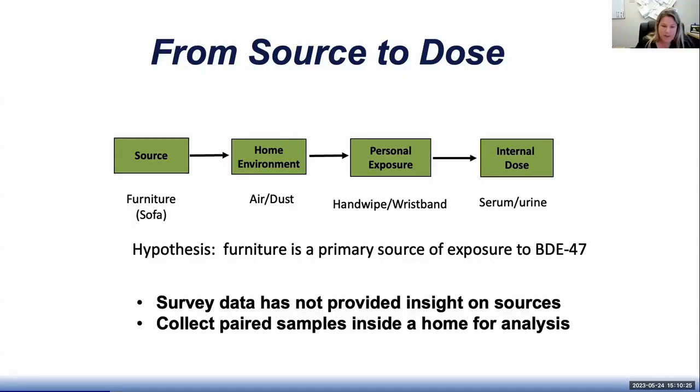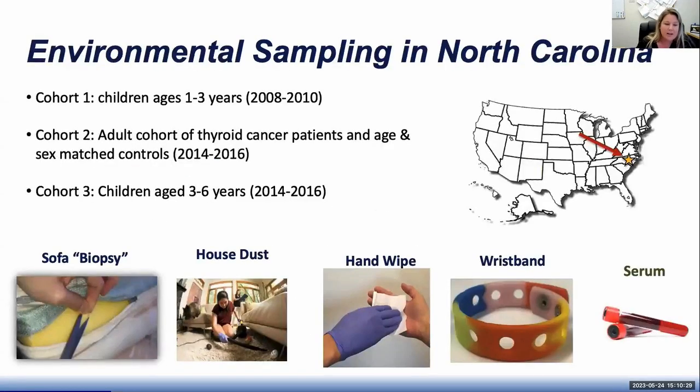So what we did is we leveraged some of our resources and ended up collecting samples of products in the home. If we go back to our study design and some of our cohorts, at least in cohorts 2 and 3 here, you can see that one was an adult cohort, one was a children's cohort. When we were in the home, we actually asked participants if they'd allow us to collect what I call a sofa biopsy.